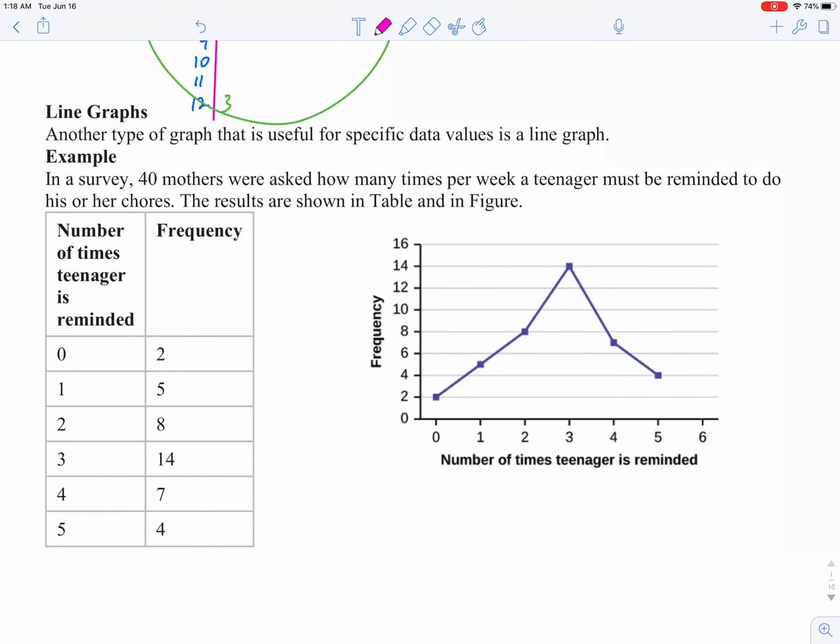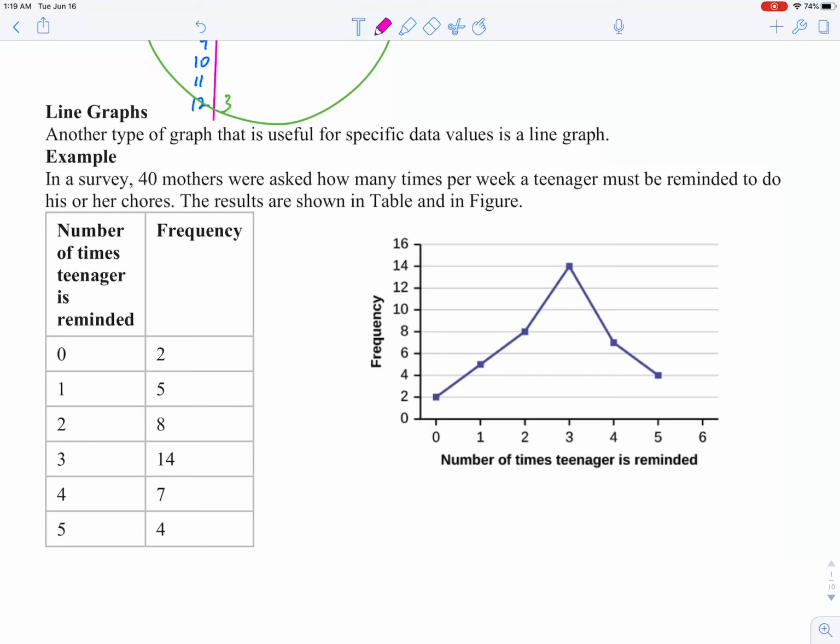Another type of graph we have are called line graphs. So guess what shape we're going to use? Yep, you got it. We're using lines, right? They're not that creative when they make these terms. So a line graph is another type of graph that is useful for specific data values.